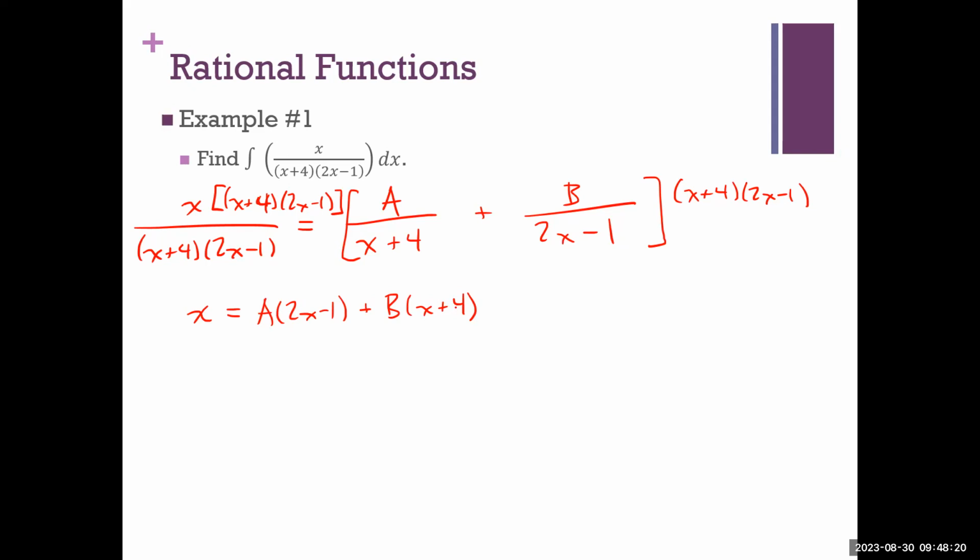So now here's how I'm going to find out a and b. On the left, I have essentially a polynomial. It's just x. On the right, I have a polynomial. I know those polynomials are equal. What's the only way that those polynomials can be equal?